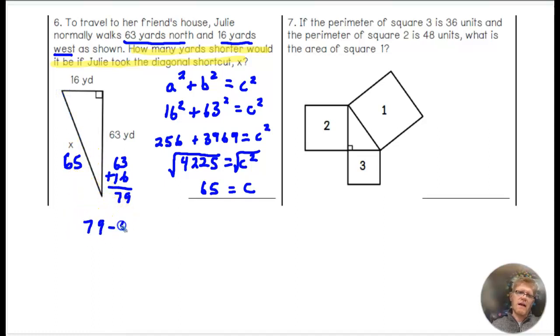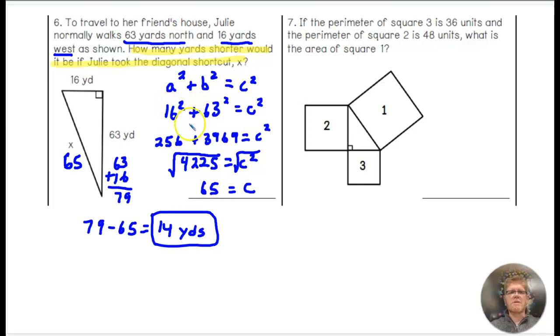So 79 minus 65. Well, 79 minus 69 would be 10. And then I add 4 more to that, so it'd be 14. And that is how much shorter, how many yards shorter. Yep, because all of this is measured in yards. I might have said feet accidentally earlier, but it's in yards. There you go. Last one.